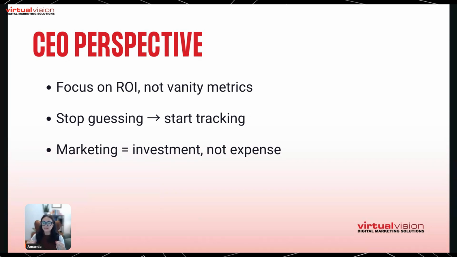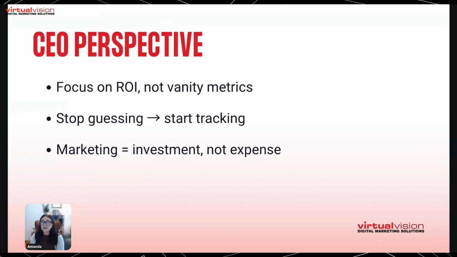What is this investment actually bringing back to me? CEOs care about outcomes. We want to know, did this generate qualified leads? Did those leads turn into jobs? And did it actually drive any revenue?